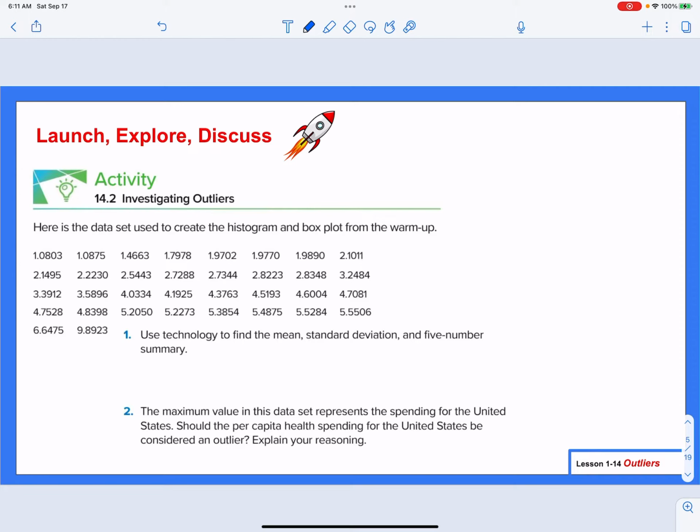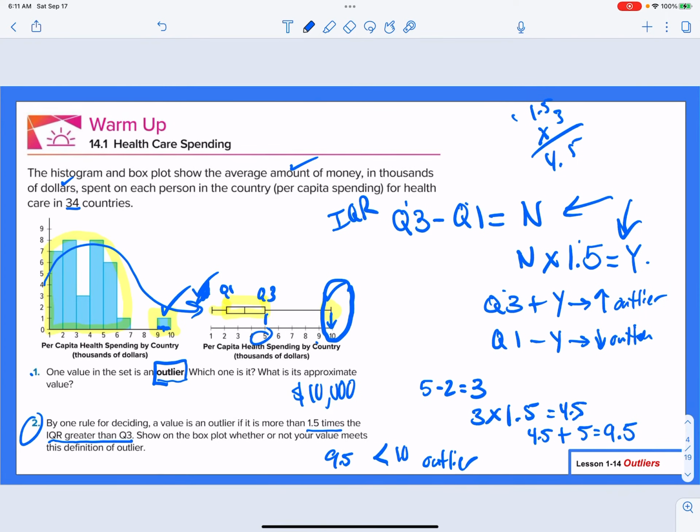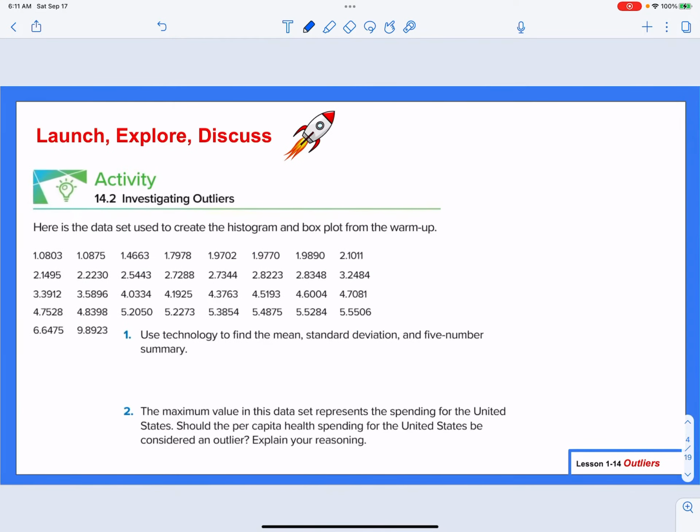Investigating outliers. So here's a data set used to create the histogram and box plot from the warm-up. So this is the data that made these charts right here. Use technology to find the mean, standard deviation, and the 5-number summary. Okay, so I'm not going to use my Excel spreadsheet real quick, but let's just write these down. Okay, so you can definitely plug them in and figure them out.